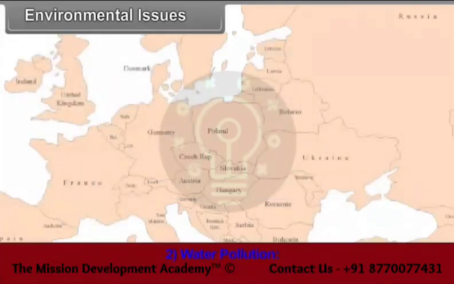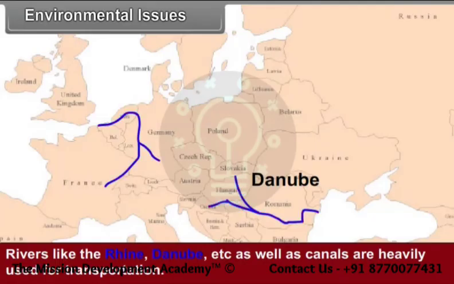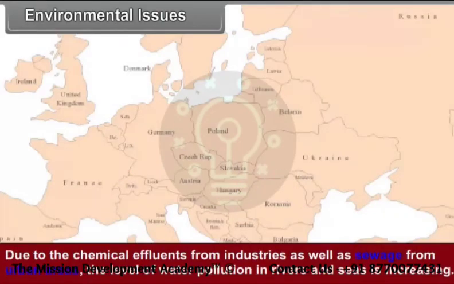Number 2. Water pollution. Rivers like Rhine, Danube, etc. as well as canals are heavily used for transportation. Due to the chemical effluents from industries as well as sewage from urban areas, the level of water pollution in rivers and seas is increasing.